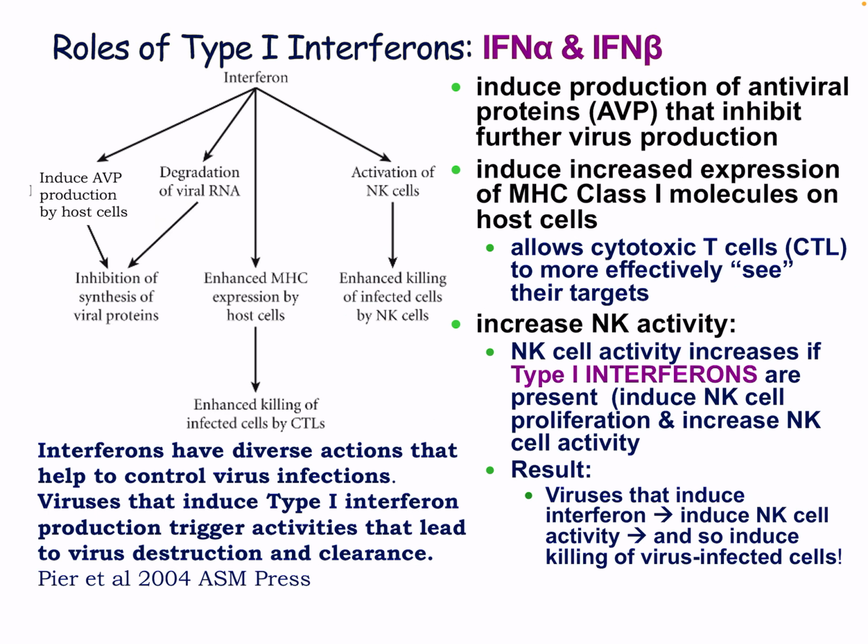So again, interferon alpha and beta induce the production of antiviral proteins that inhibit further virus production. They induce increased expression of MHC class 1 molecules on host cells, which allows CD8 or cytotoxic T cells to more effectively see their targets. This also results in an increase in natural killer cell activity, and NK cell activity increases type 1 interferons. The result is that the virus that induces interferon induces NK cell activity, and so induces killing of the virus-affected cells. So here's a really good figure that kind of sums up the whole process.